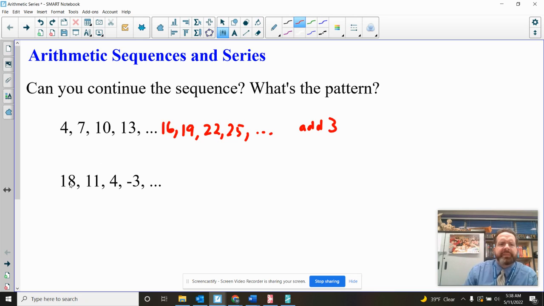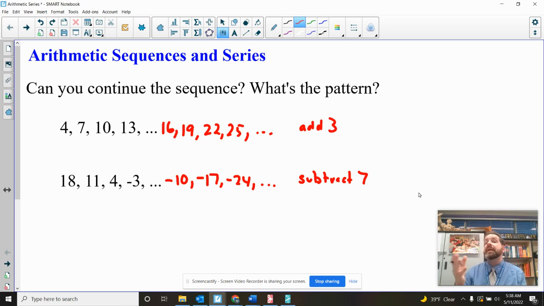Down here, 18 to 11, 4 to negative 3, we're just subtracting 7 every time. So the next one would be negative 10, negative 17, negative 24, and you can continue that on as much as you want. Here we are just subtracting 7 every time. Important to know, subtracting 7 is the same as adding negative 7 each time. So really, both of these patterns are the same.